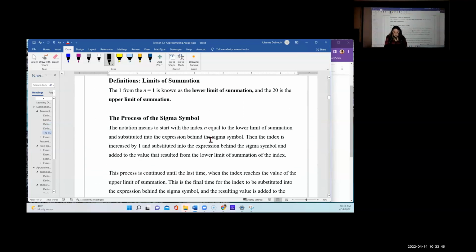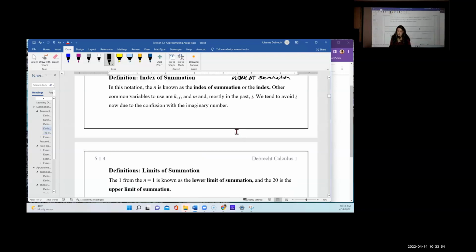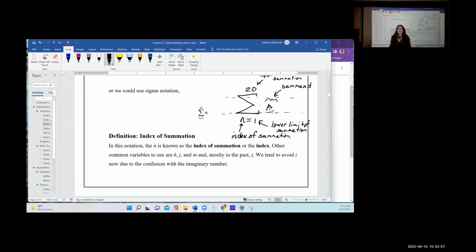Now, when we're looking at this, the process is, again, to start at 1, the lower index of summation, and to plug that into the expression. So in this case, we'd plug it in and we'd have 1. And then we cycle and we let n take on the value of 2. And then we add that to the previous value. So we have 1 plus 2. And then it becomes 3 plus 3. And then it becomes 4 plus 4. So each time we change the index, we add that to what was there previously.